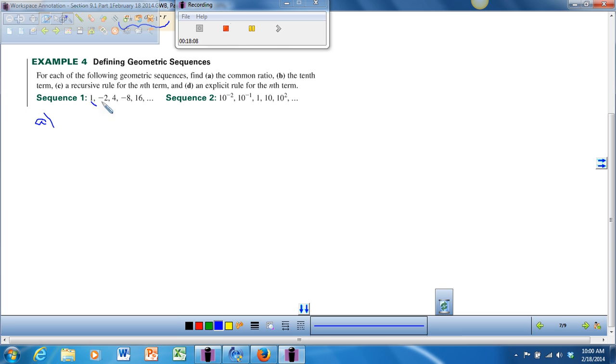So common ratio, please remember you're putting the later term over the earlier term. So negative 2 over 1, 4 over negative 2. Our common ratio is negative 2. 10th term, let's take a second and come up with our rule. a sub n is going to be the first term, a sub 1, times r to what power? n minus 1 again. So if we're looking for a sub 10, we've got a sub 1, which is 1, times negative 2 to the 9th, giving us negative 512.